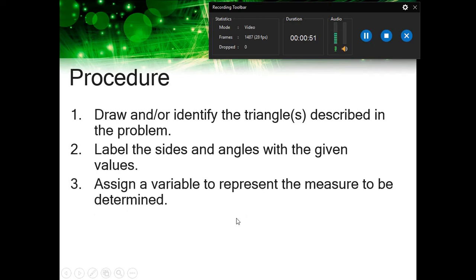Chances are you'll have to find multiple sides and multiple angles. So you're going to want to assign a variable to represent the measures that need to be found. We want to use lowercase letters for the sides, and then you can either call it missing angle A or missing angle B, or you can call it theta for any angles that might be missing.